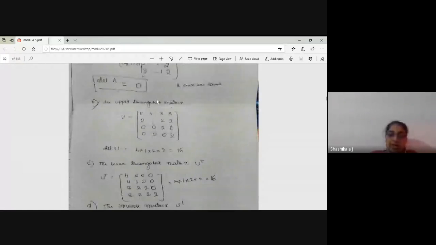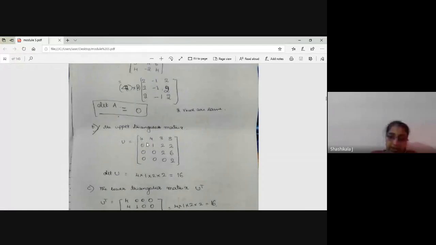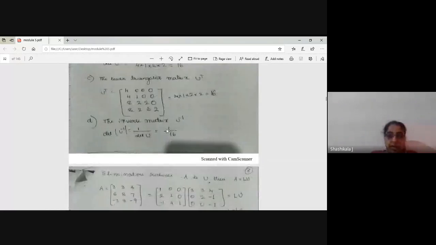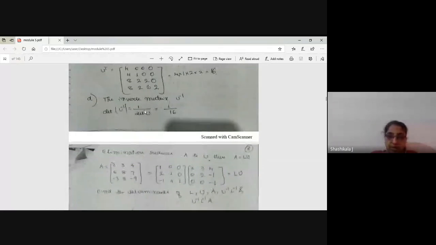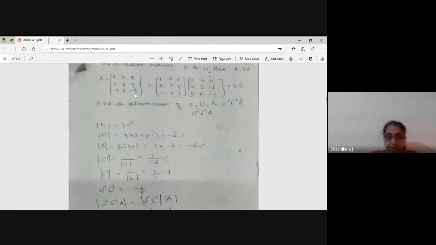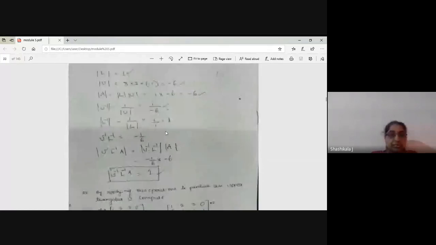What is the determinant of an upper triangular matrix? It is the product of the diagonal values: 4 into 1 into 2. For a lower triangular matrix, again it is the product of the diagonal. And the inverse of matrix U, its determinant is 1 by determinant of U. I think all of you will understand.